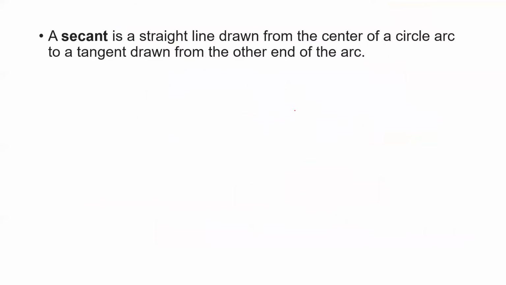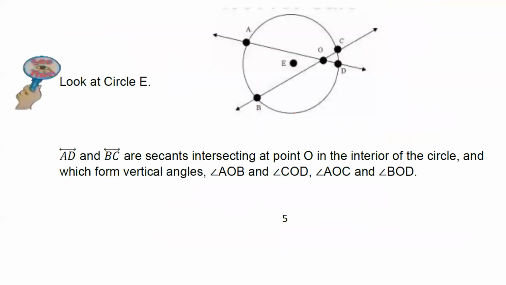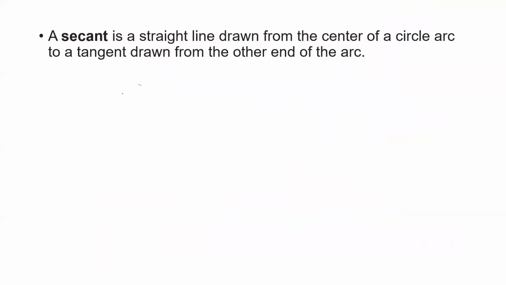Okay, secant. A secant is a straight line drawn from the center of a circle arc to a tangent drawn from the other end of the arc. The secant will pass through the circle at 2 points. This is an example of a secant line.